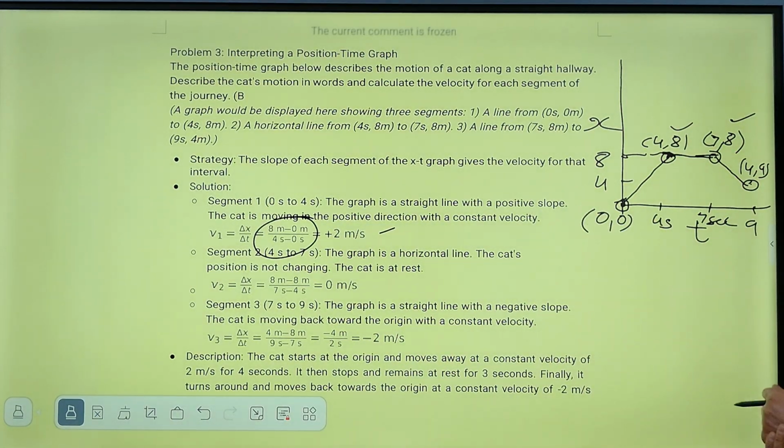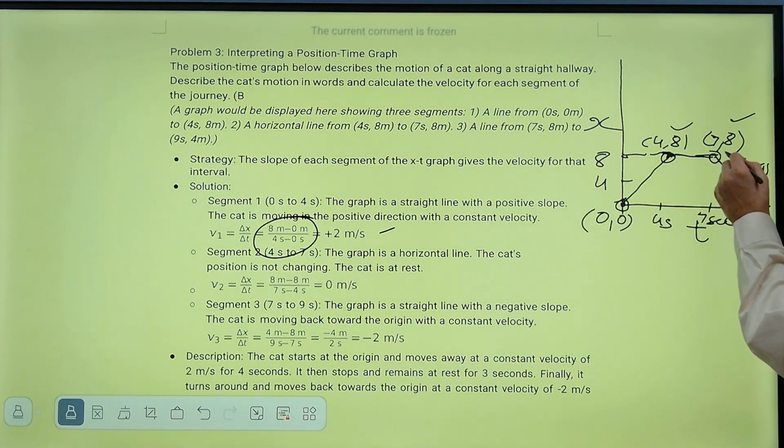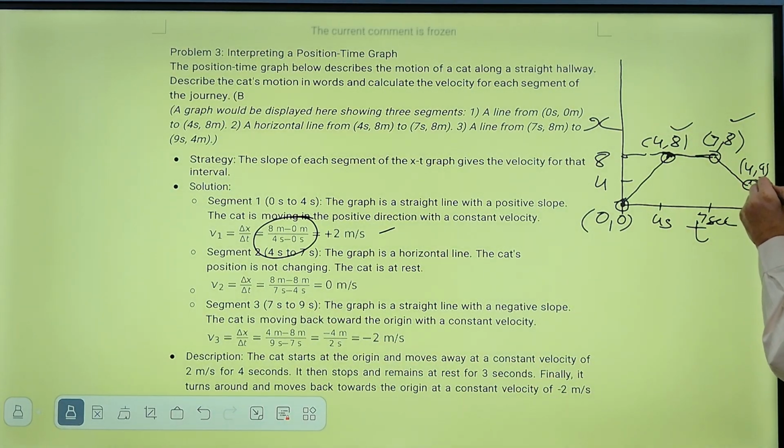Then in the third segment, the graph is a straight line with a negative slope. So in that case, the velocity is delta x by delta t, which is equal to 4, which is the final position.